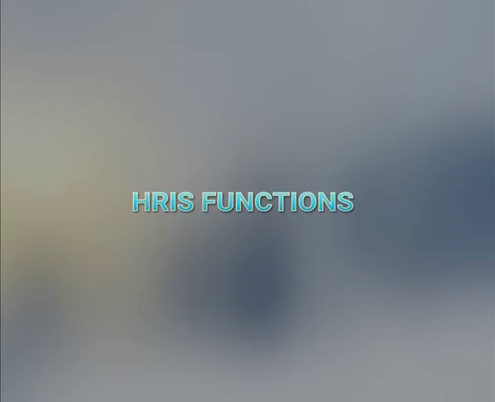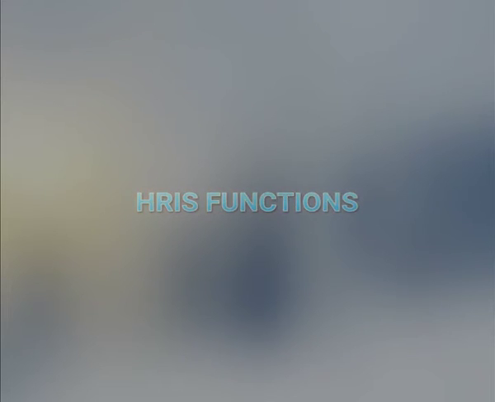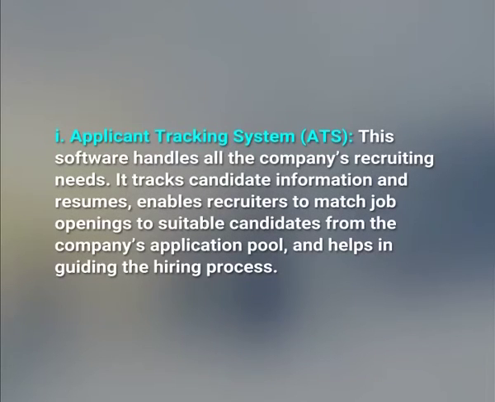HRIS functions. There are different kinds of HRIS systems and software. Because HRIS encompasses all the functionalities for HR, all separate functionalities are a part of the system. These functionalities include: number 1, applicant tracking system.